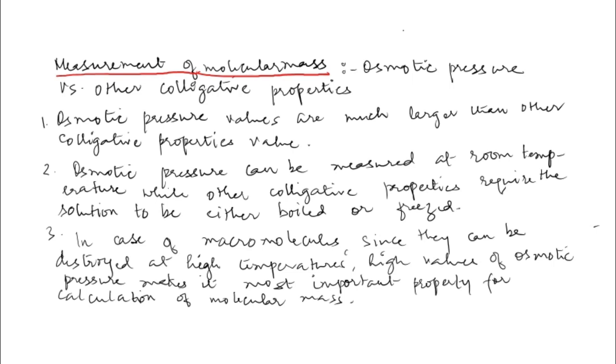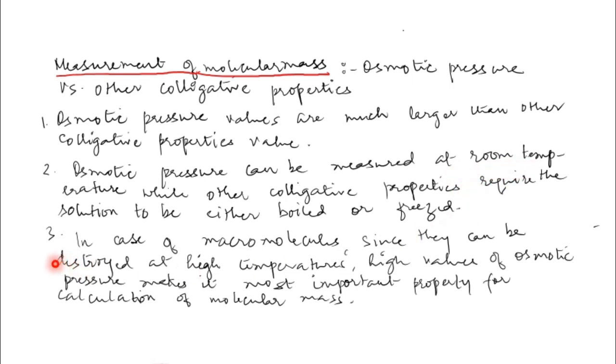Second point is osmotic pressure can be measured at room temperature, while other colligative properties require either boiling or freezing of the solution. So, for example, if you want to measure elevation of boiling point, you have to boil the solution. If you want to measure depression of freezing point, you have to freeze the solution. While for osmotic pressure, you do not have to raise the temperature or lower the temperature. It can be measured at room temperature.